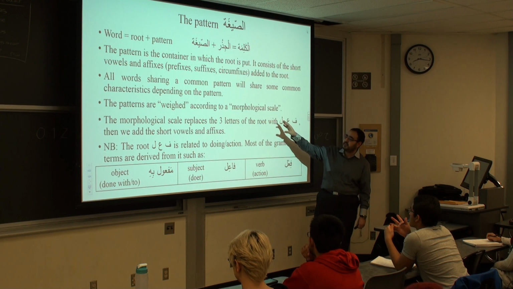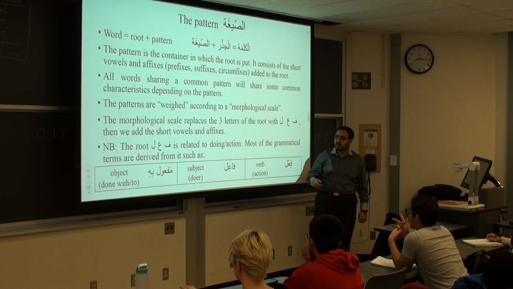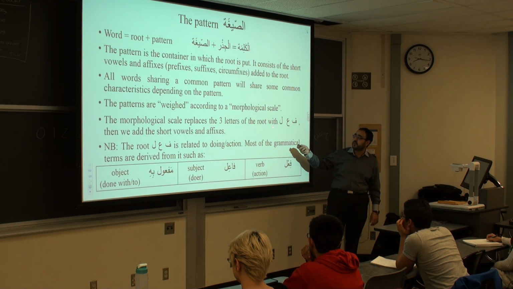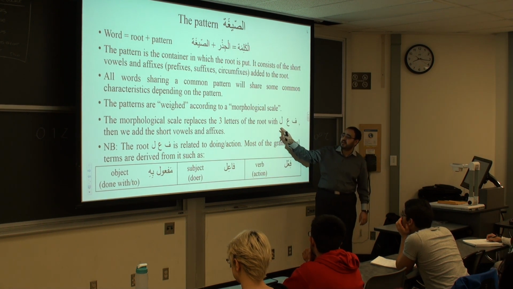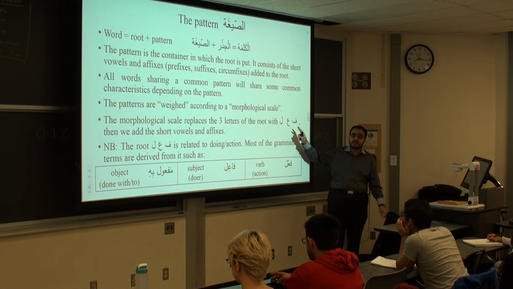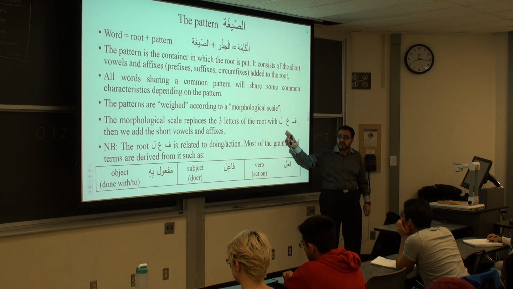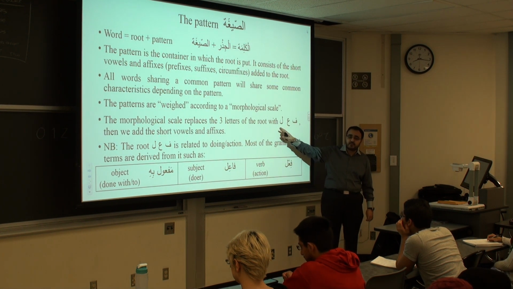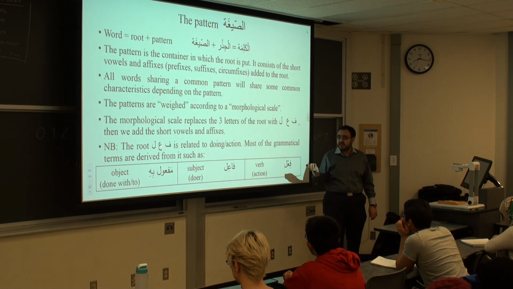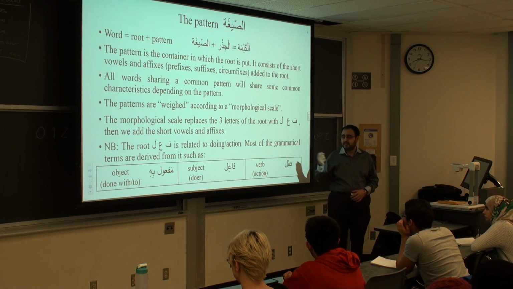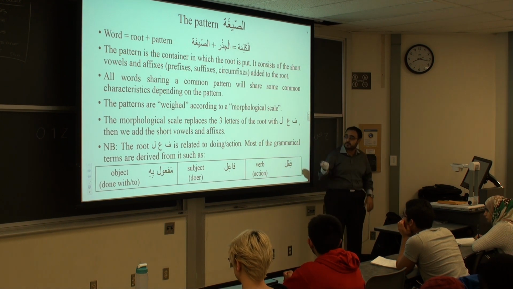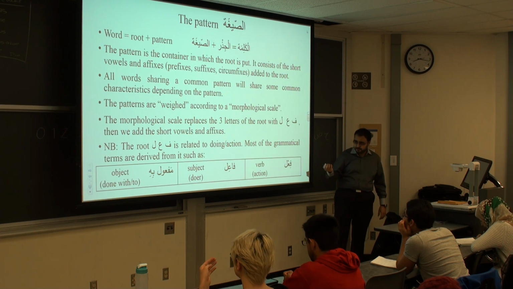This procedure of weighing according to a morphological scale is done by replacing the three letters of the root with fa, ayn, and lam. So the first letter of the root will be replaced with the fa, the second letter of the root will be replaced with the ayn, and the third letter of the root will be replaced with the lam, and then you add the short vowels and affixes. We'll get quite a few examples of this procedure.